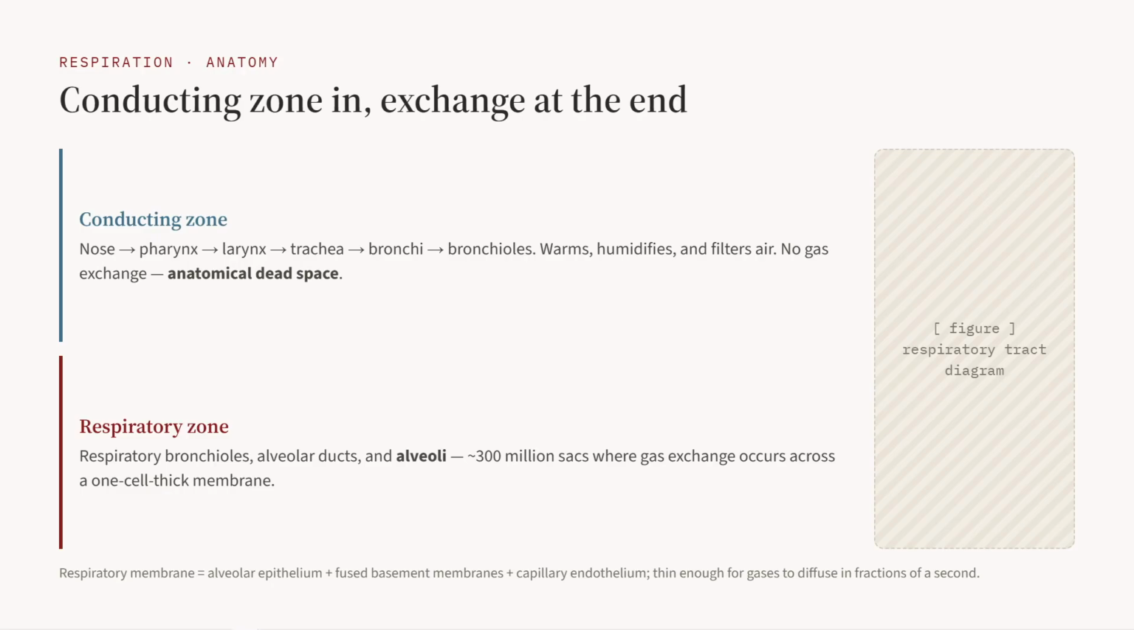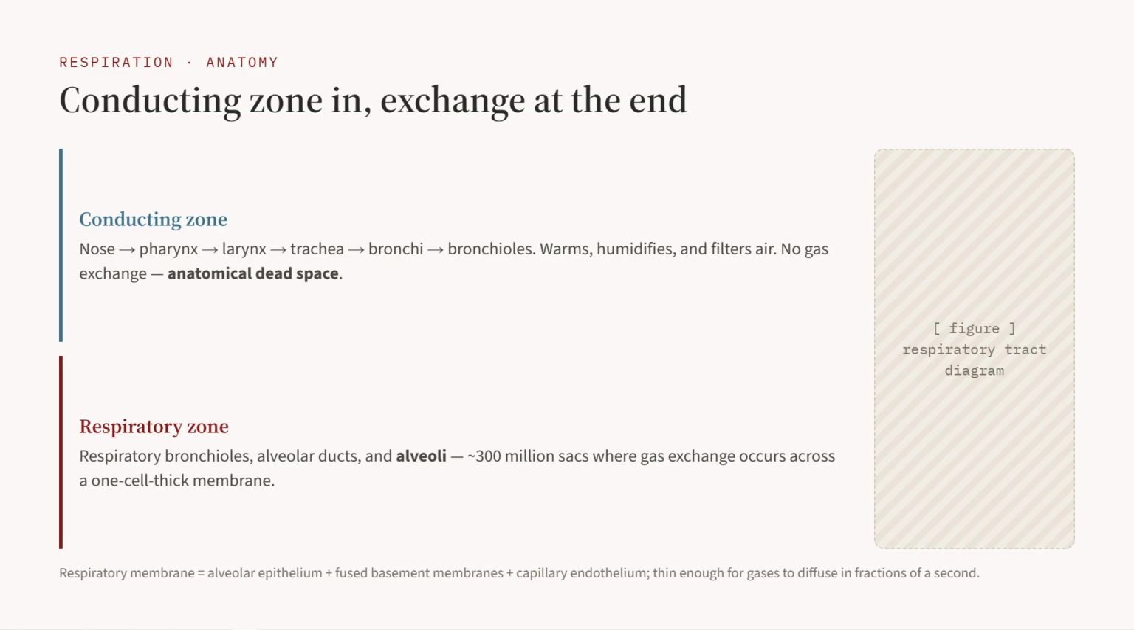Let's divide the respiratory tract by function into 2 zones. The conducting zone is the plumbing: nose, pharynx, larynx, trachea, bronchi, and bronchioles. It moves air and conditions it, warming, humidifying, and filtering. But no gas exchange happens here. It's called anatomical dead space.